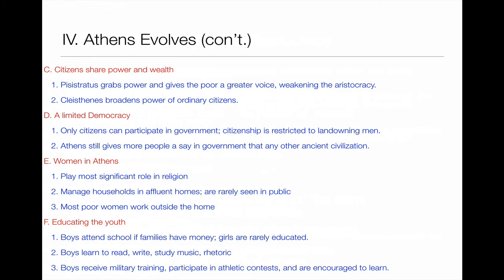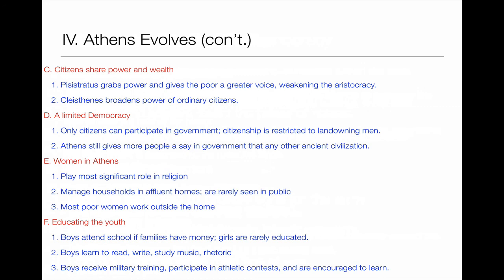You can see that the affluent women didn't do much except take care of the house and the children. The children and slaves would be the ones that went out into public to go shopping. You didn't see very many women out there. And poor women would be working jobs, whether tending sheep, working as spinners, weavers, potters, whatever jobs they could find. And then finally, educating the youth.